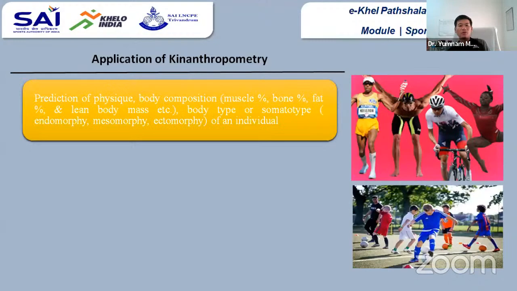Body type or somatotype, like rating of the endomorphy, mesomorphy, and ectomorphy of an individual, and we can monitor their structure, and can suggest you have to reduce this fat, or you have to increase, or you can maintain this muscle and fat.